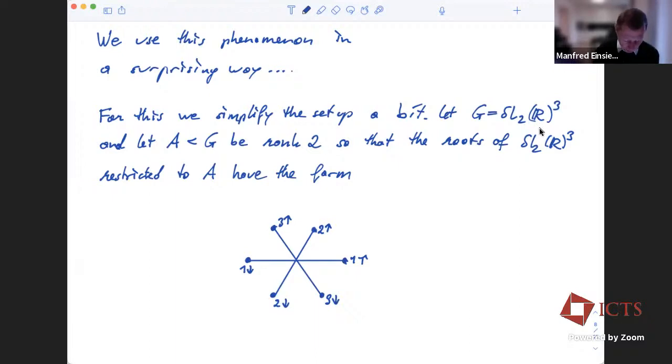Right. And I want to assume that my measure has positive entropy for some element of A.